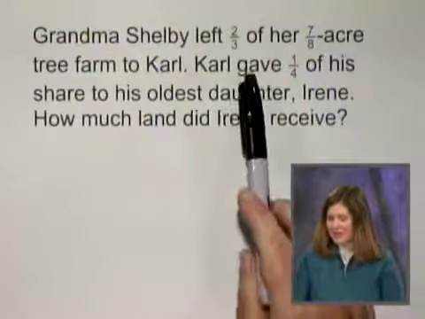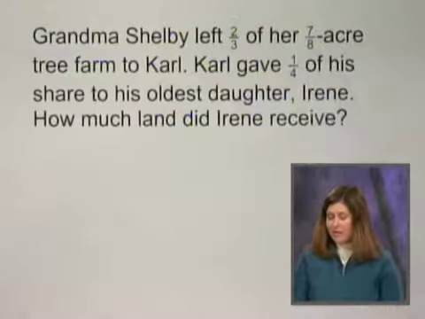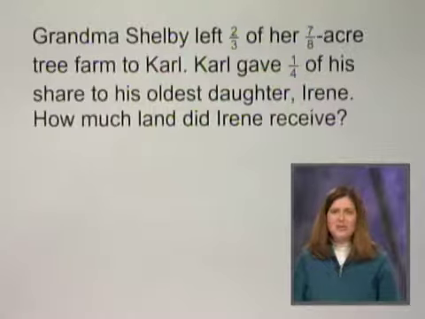This problem is an application problem involving fractions. Grandma Shelby left 2/3 of her 7/8 acre tree farm to Carl. Carl gave 1/4 of his share to his oldest daughter, Irene. How much land did Irene receive?